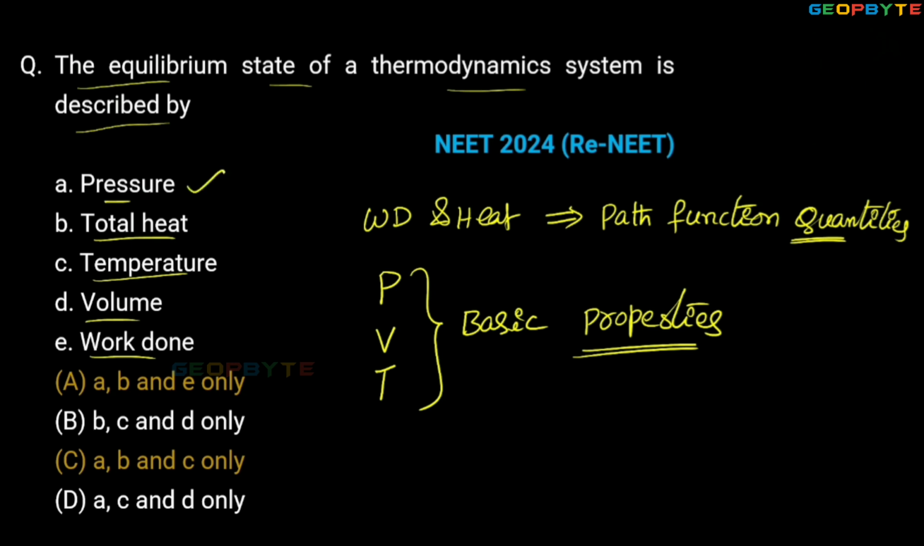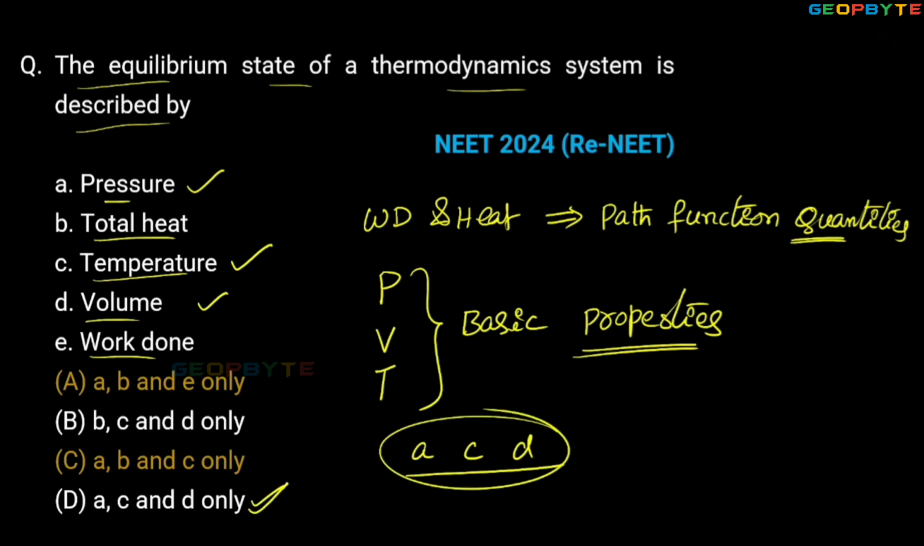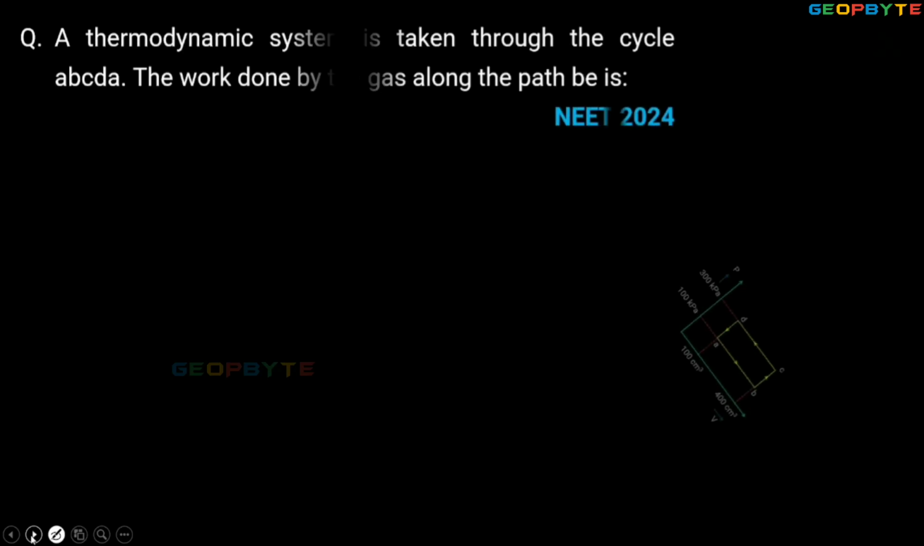Therefore, pressure correct means A correct, temperature correct, C correct, volume correct, D correct. A, C, D is the correct option. Look at the option D. Option D is absolutely correct. Understood clearly? Yes. Then let us take another important problem.